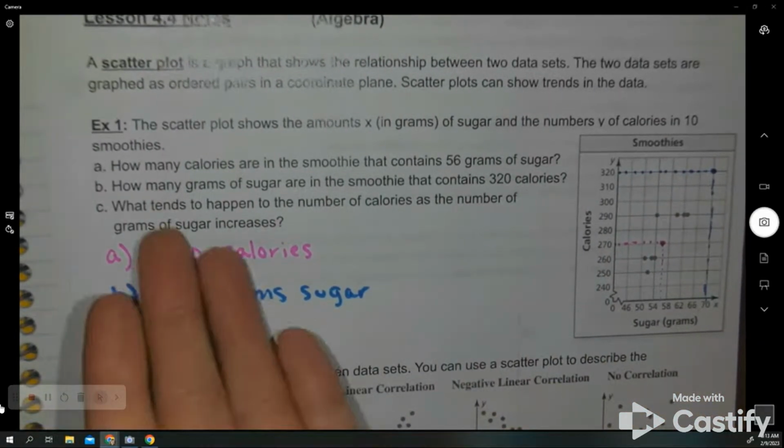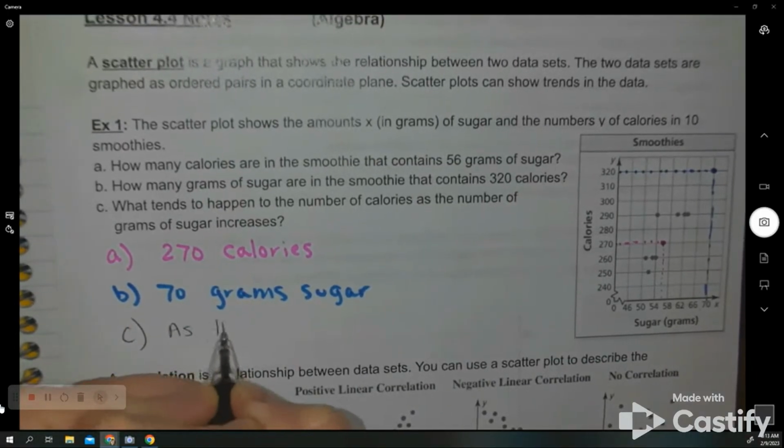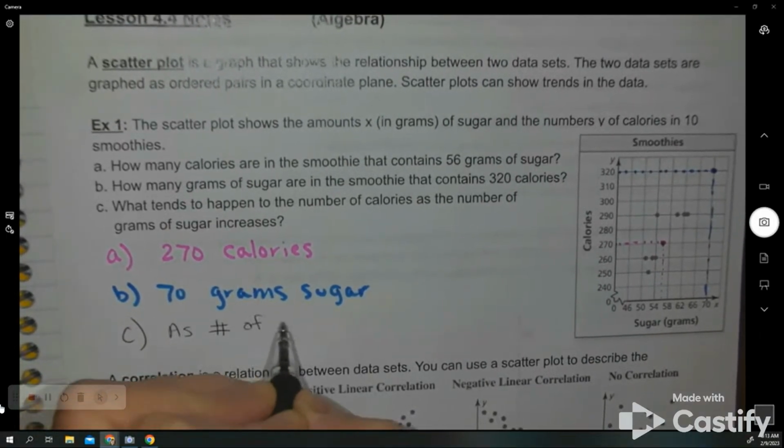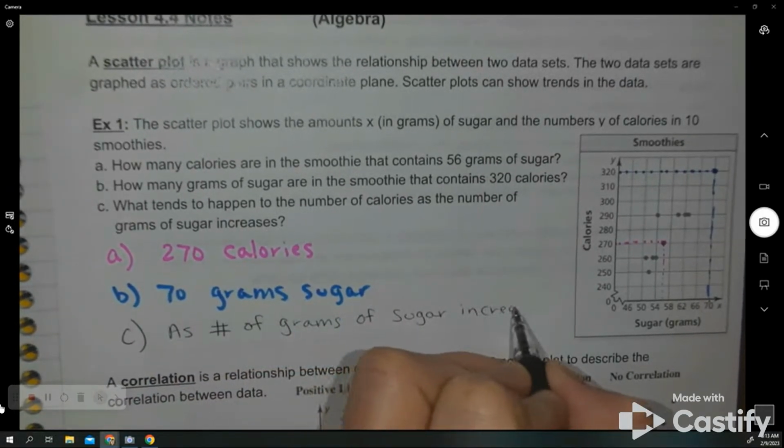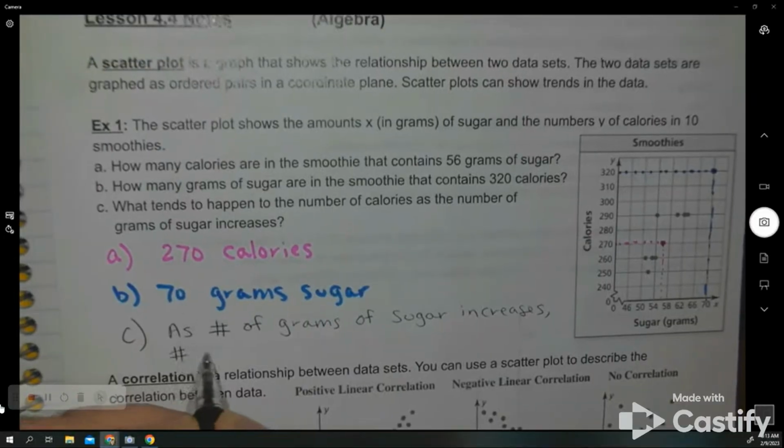So if we were to write a result for that, then we would say, as number of grams of sugar increases, number of calories increases. I'm just going to abbreviate number with the hashtag symbol.